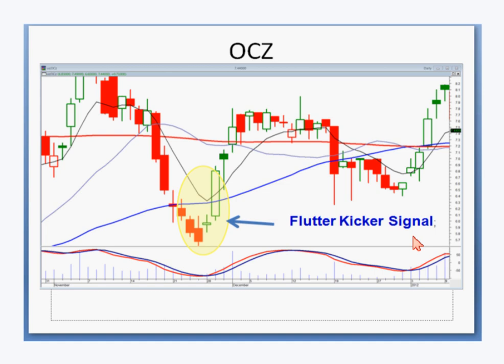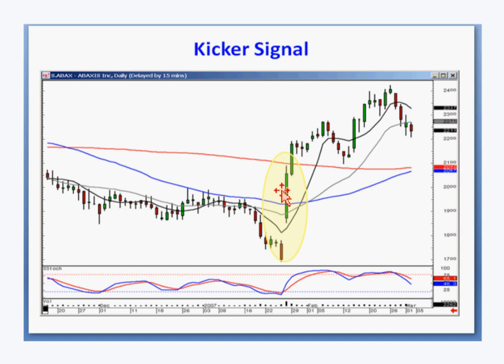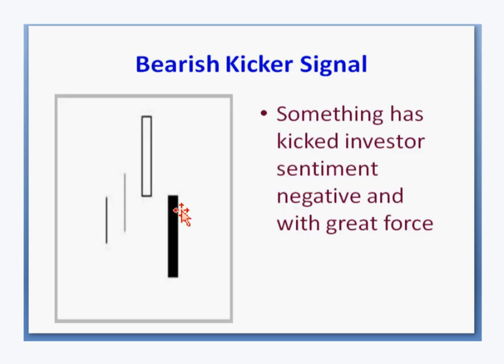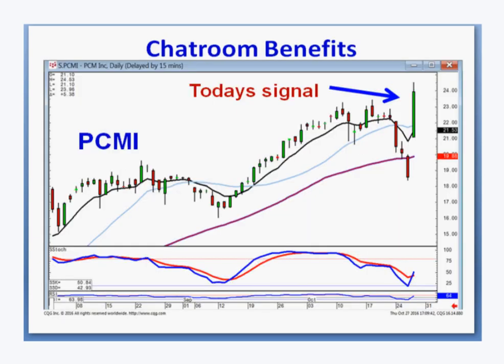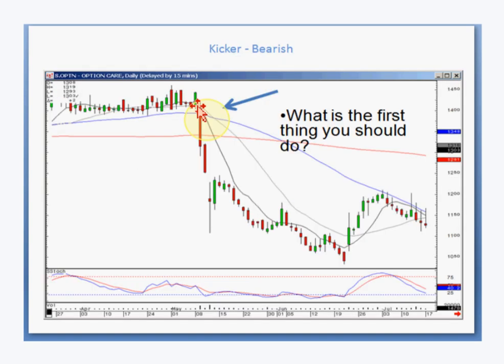We call it a flutter kicker signal because if you took this little flutter out of here, you basically have a kicker signal, which is your strongest signal. And this signal works very effectively. Tells you there's been a dramatic change of investor sentiment, and we're seeing a lot of those right now with earnings coming out. Bearish kicker signal, whoops, I skipped one. Kicker signal, they kick it this way. It tells you they want to get out in a hurry.